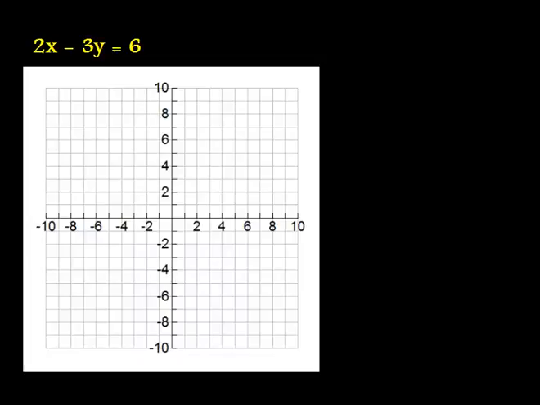Okay, so the first line that I'm going to graph is already written in standard form. 2x minus 3y equals 6. And because it's already written in standard form, I would probably choose to graph it by finding the x-intercept and the y-intercept.